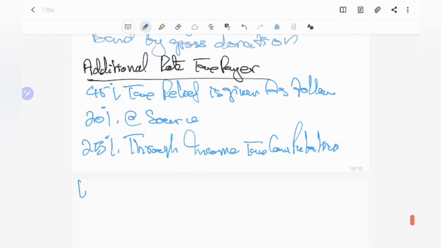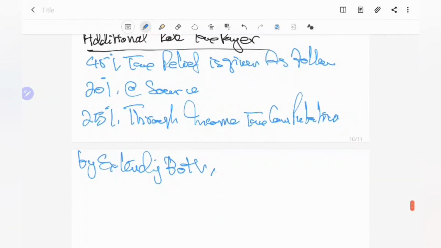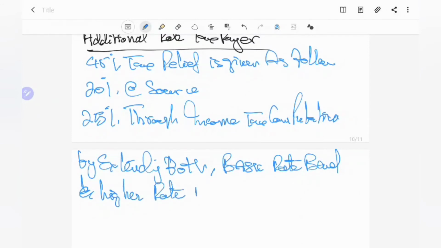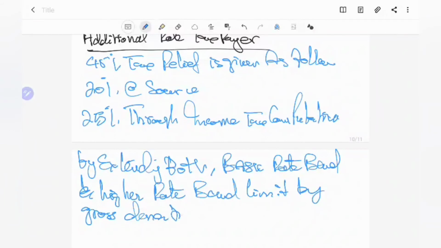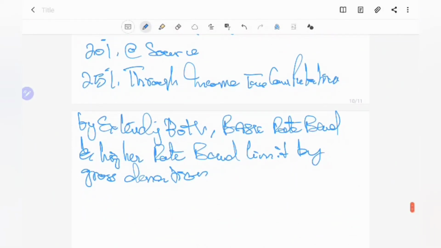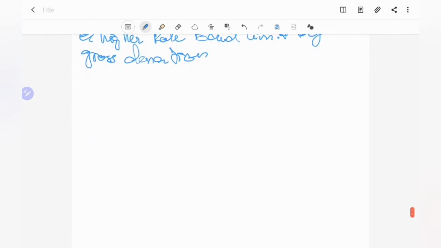By extending both the basic rate band and higher rate band limit by the gross donation, so that more income is taxed at 20% instead of 40%, and 40% instead of 45%. So far so good. Now let us do the examples again.